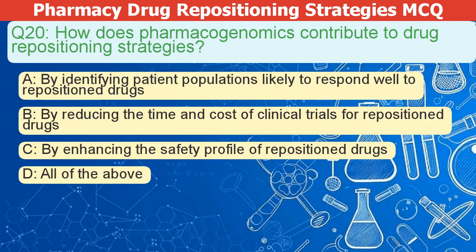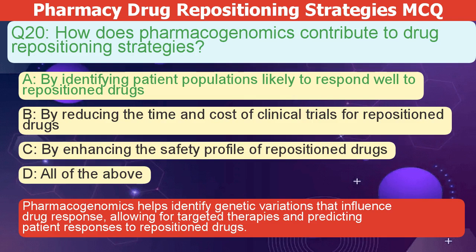How does pharmacogenomics contribute to drug repositioning strategies? A. By identifying patient populations likely to respond well to repositioned drugs. B. By reducing the time and cost of clinical trials for repositioned drugs. C. By enhancing the safety profile of repositioned drugs. D. All of the above.